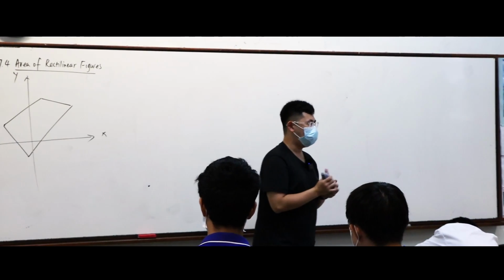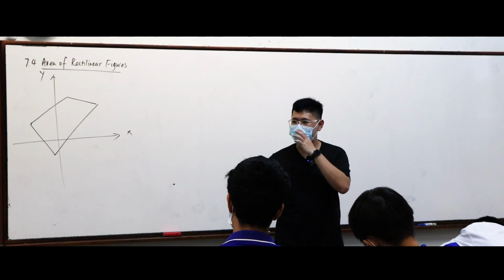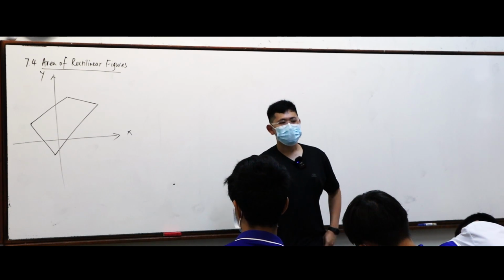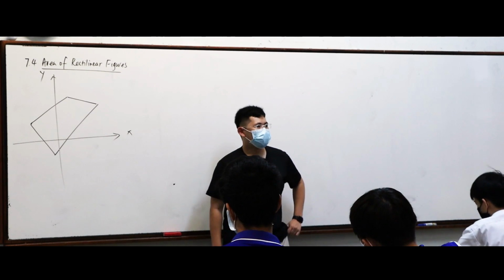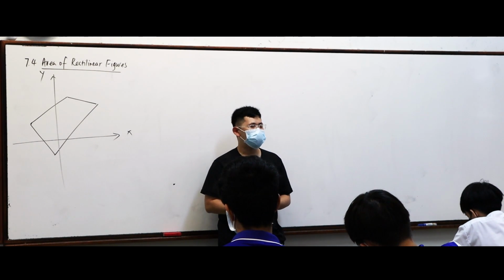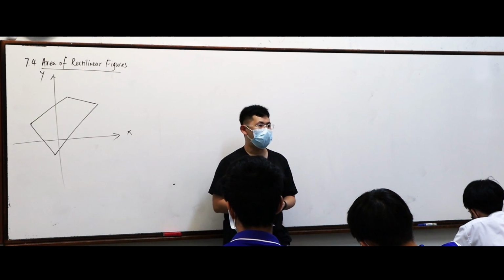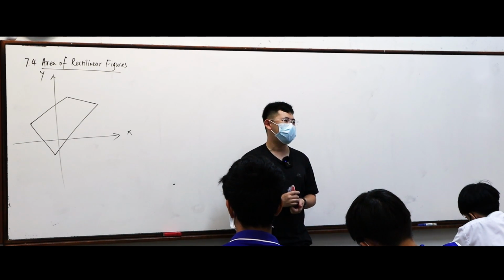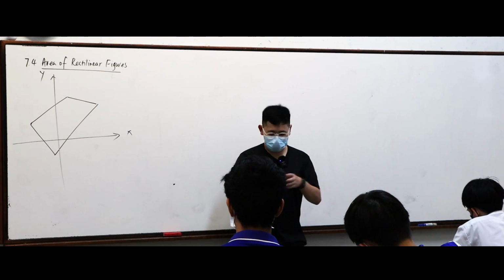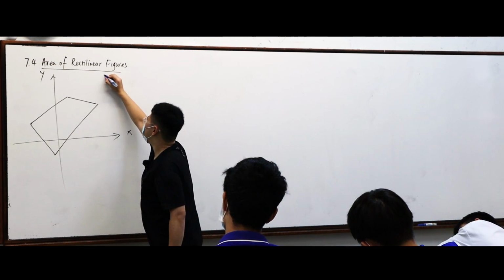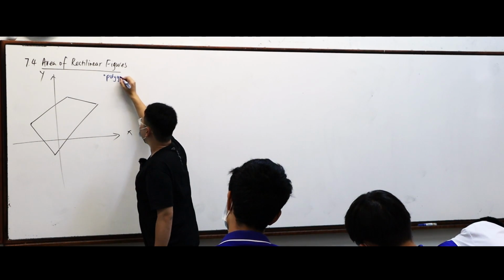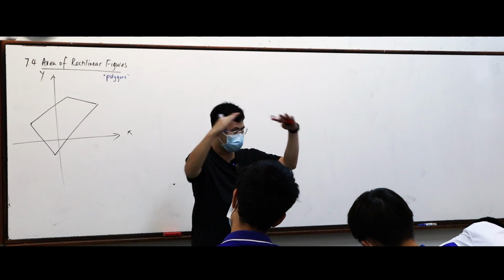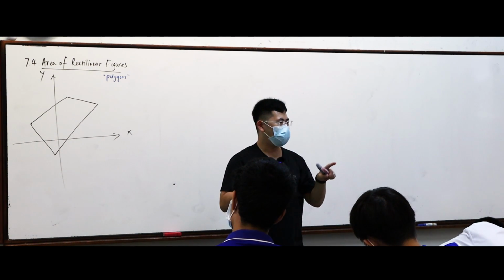This is 7.4, which is the very last skill that we need in A-Math for this chapter. In 7.4, we are interested in looking for the area of, okay, the old title for this topic is called rectilinear figure. But it's just a fancy name for polygons. It means that the edges are all straight lines, and then you have different points on the thing.